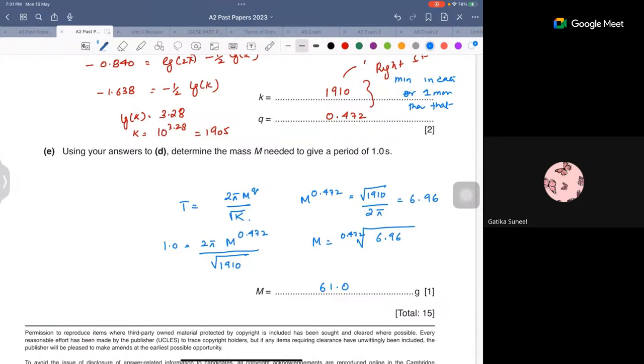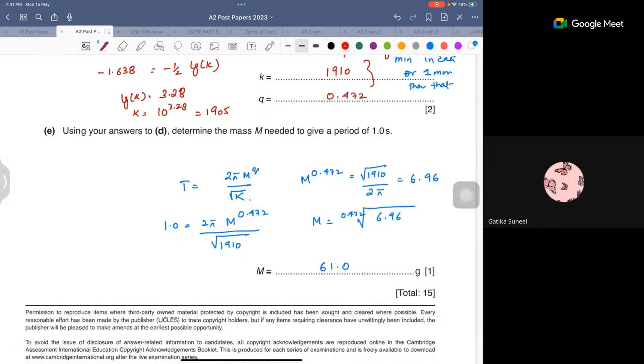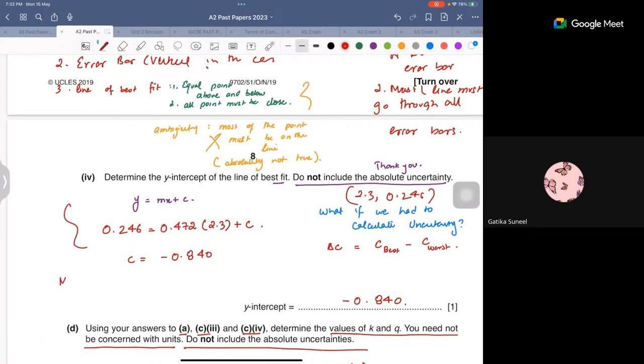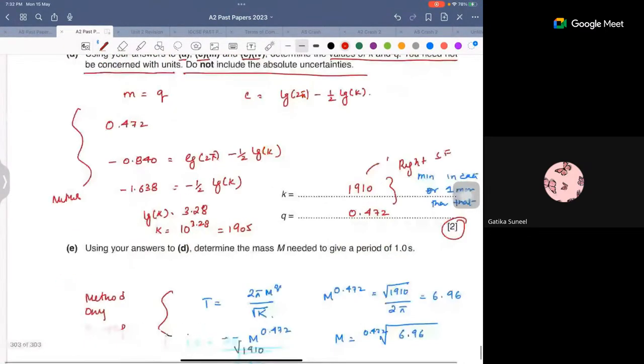So now, the misconceptions about this one. Most of you might think, oh, my friend got 6,000 grams and I'm getting 61 grams. Is he right or am I right? There's no such thing. What the examiner is going to check is this method only. The method is required. If you've done the right method, you get full marks for this. If you've done the right method here, you get full marks for this. So it's all about the method.